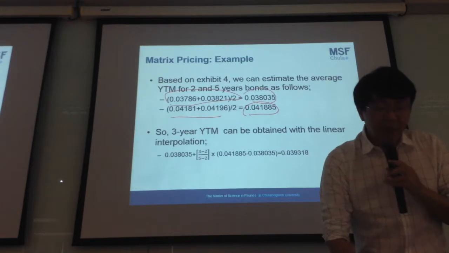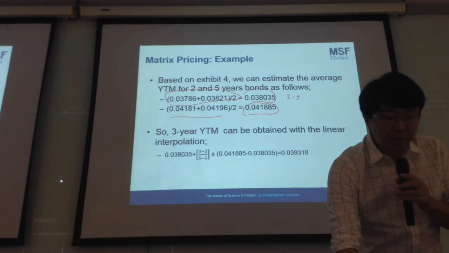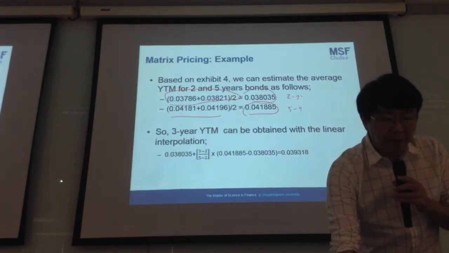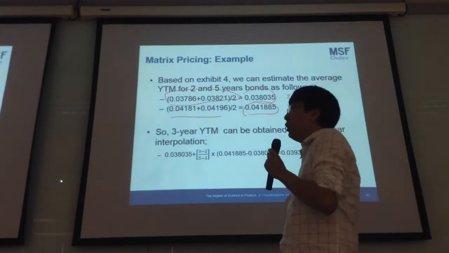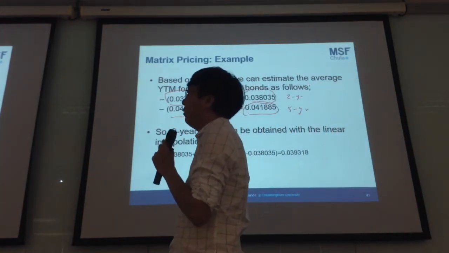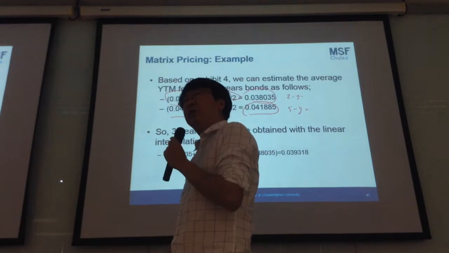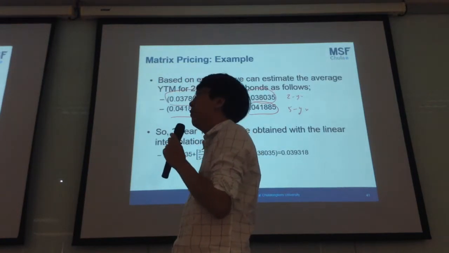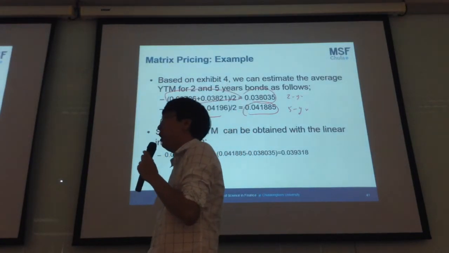So we take the simple average of the 2 yields to come up with the representative yield for 5 years. So this is the yield for 2 years, and this is the yield for 5 years. You want to know the yield for 3 years. So we just do the linear interpolation. Okay, linear interpolation.